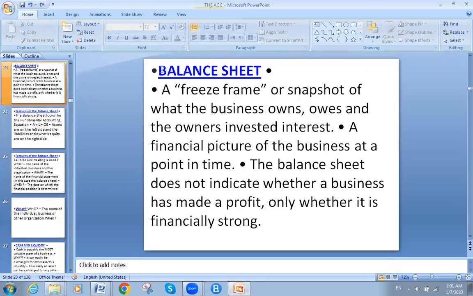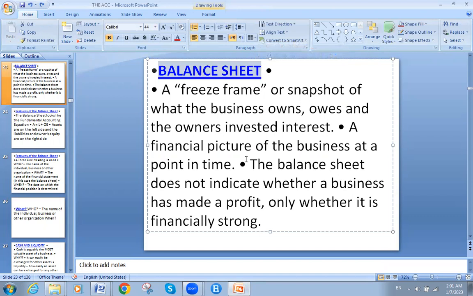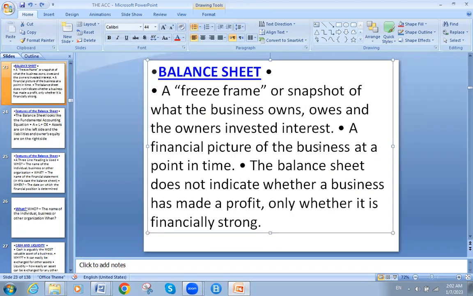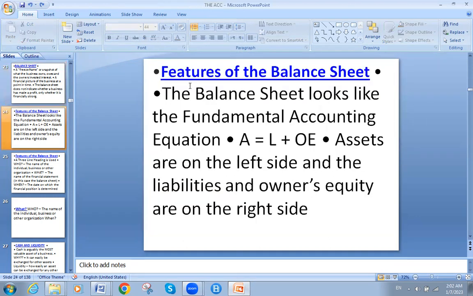The balance sheet is a freeze frame, a snapshot of what the business owes and the owner's invested interests. A financial picture of the business at a point in time. The balance sheet does not indicate whether a business has made a profit, only whether it is financially strong. So the balance sheet tells me my financial situation at a particular moment.